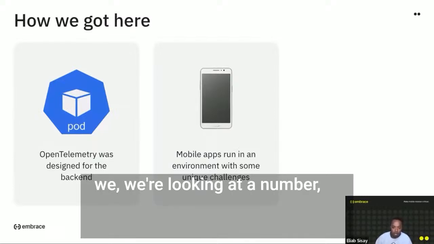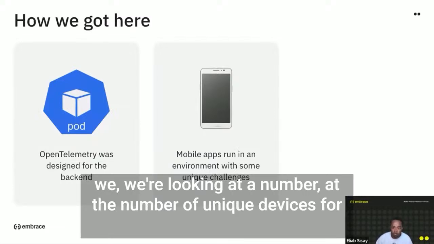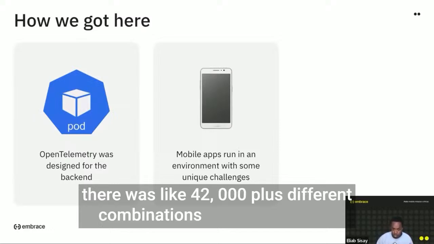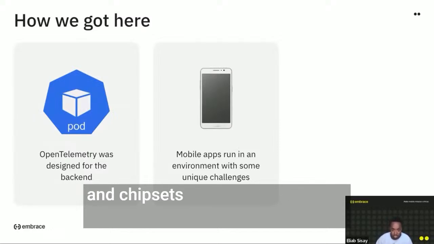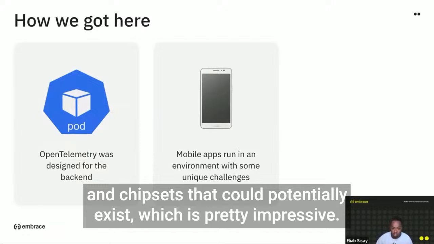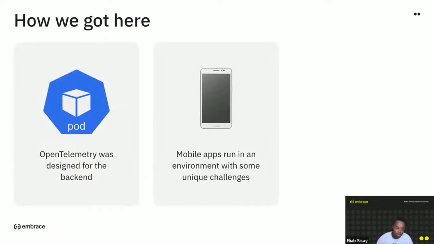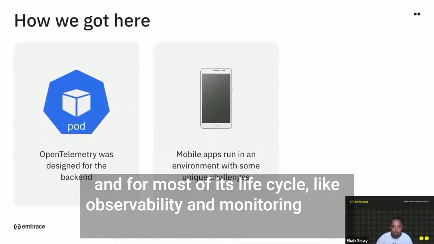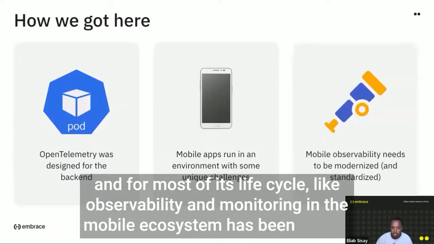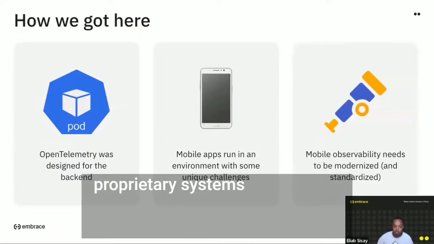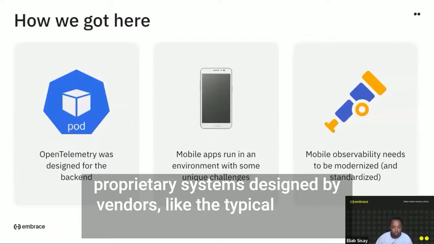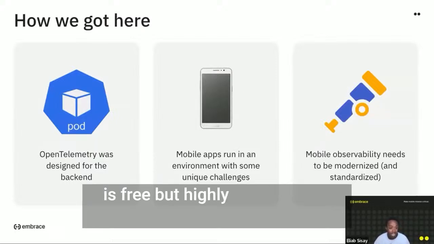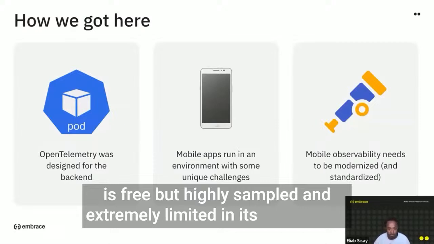We were looking at the number of unique devices for just one customer, and we saw that there were 42,000 plus different combinations of device models and chipsets that could potentially exist, which is crazy. And for most of its life cycle, observability and monitoring in the mobile ecosystem has been mostly proprietary systems designed by vendors. The typical starting point is Firebase Crashlytics, which is free but highly sampled and extremely limited in its feature set.